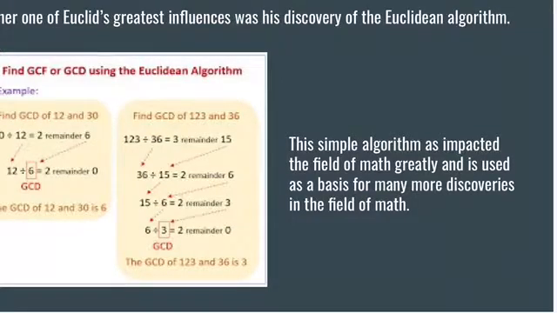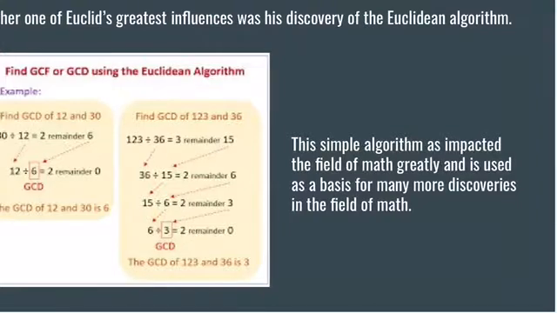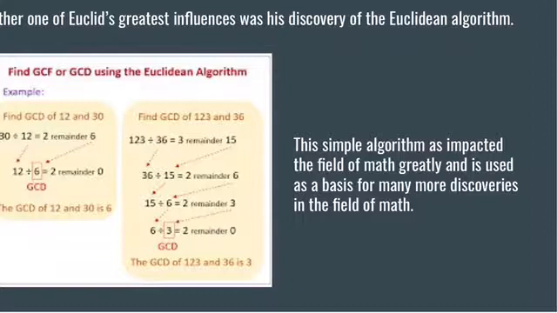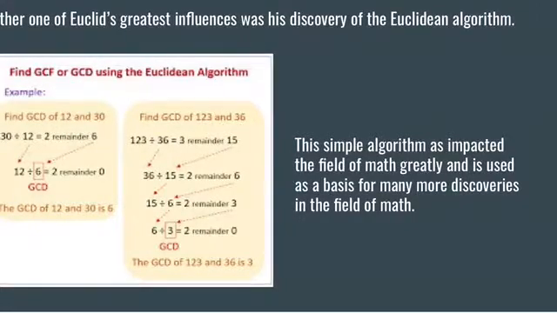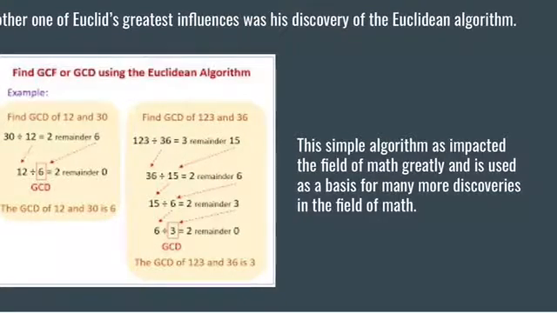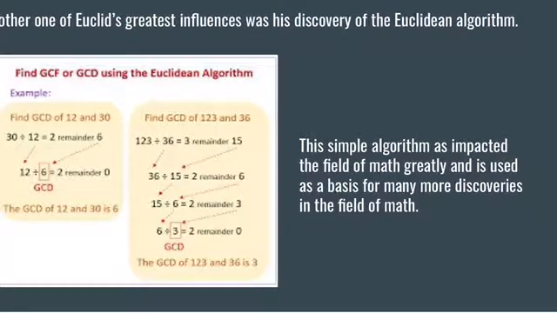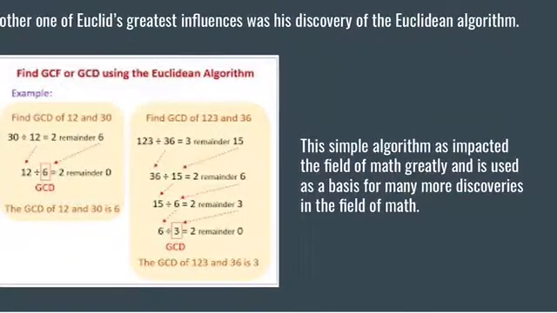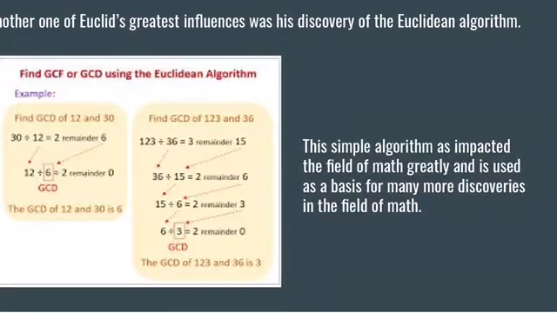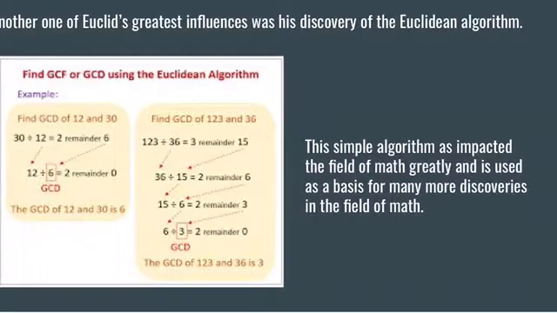Another one of Euclid's greatest influences was his discovery of the Euclidean algorithm and mathematical proofs. One of Euclid's most famous mathematical findings was the algorithm he created to find the greatest common divisor, or the GCD, of numbers. The algorithm, known as the Euclidean algorithm, is a part of his book Elements. Though created in 300 BC, the algorithm, with minor modifications to be computationally efficient, is still used by computers today. The algorithm works by dividing and calculating numbers.